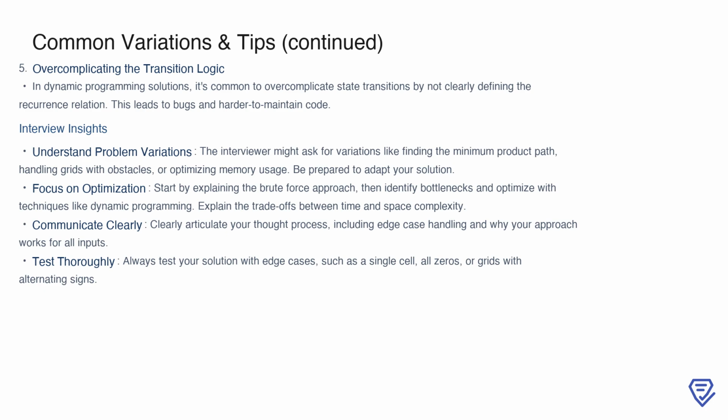When explaining your approach, start with the brute force method to establish a baseline, then identify bottlenecks and demonstrate how you optimize using dynamic programming or other techniques. Make sure to articulate the trade-offs between time and space complexity. Lastly, thorough testing is non-negotiable. Always validate your solution with edge cases, such as a grid with a single cell, a grid filled with zeros, or one with alternating positive and negative numbers. This demonstrates your attention to detail and ensures your solution is comprehensive.